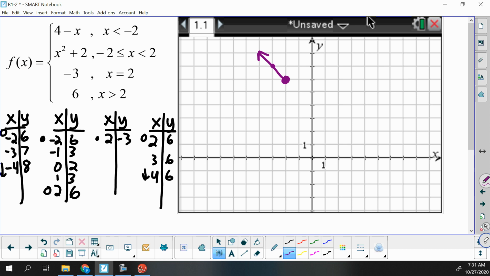Then we have -1, 3, 0, 2, 1, 3, and then an open at 2, 6. Now this was an x squared. X squared, oops, I went too high on that one. That should be there. An x squared should be a parabola. So this should have some roundedness to it, not a point.